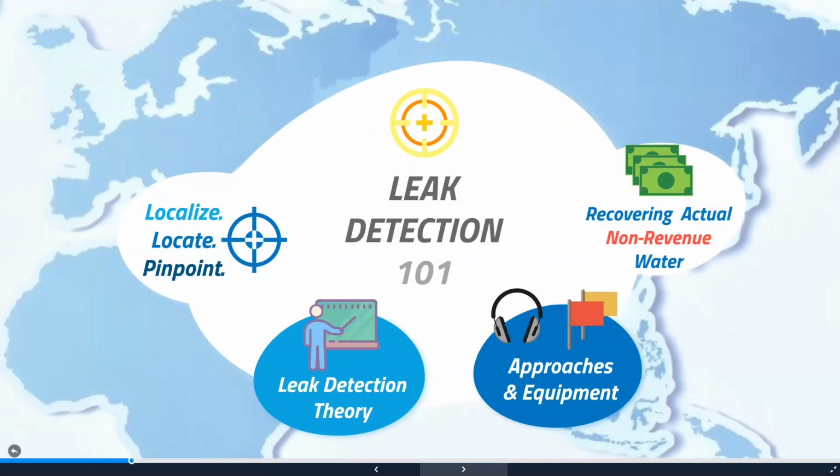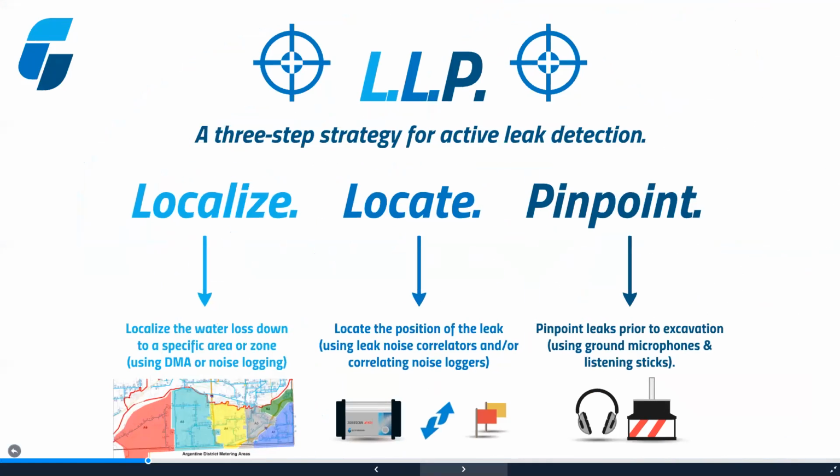Okay, Leak Detection 101. Let's get started with localize, locate, and pinpoint. We call this the three-step strategy for active leak detection. Localize means that you're going to narrow down your area into DMAs, neighborhoods, manageable areas within your overall system where you think you have water loss. If you have master meters at DMAs or into subdivisions, this would be that layer of localization to get you started and focusing on where you want to do your leak detection.